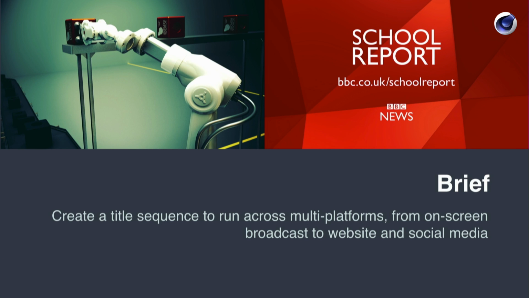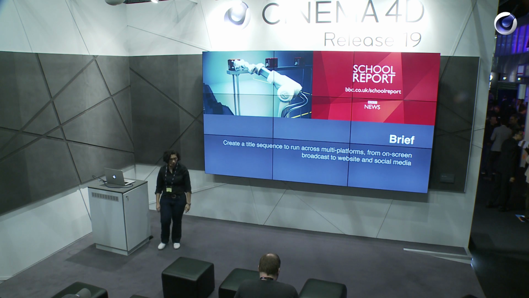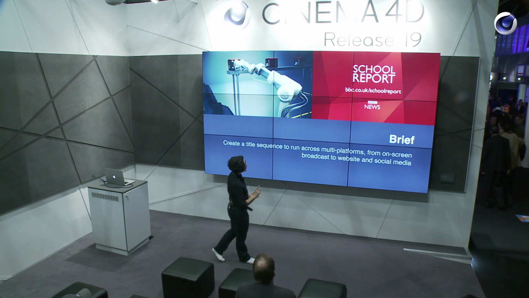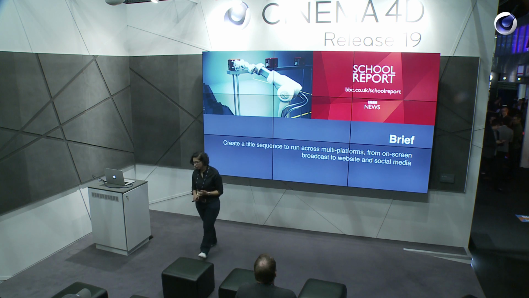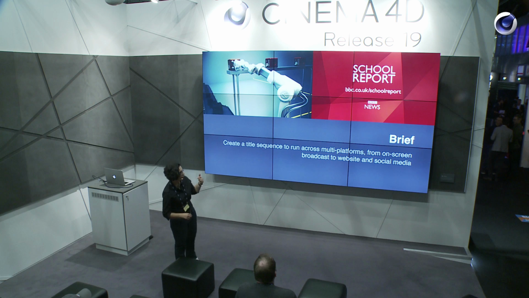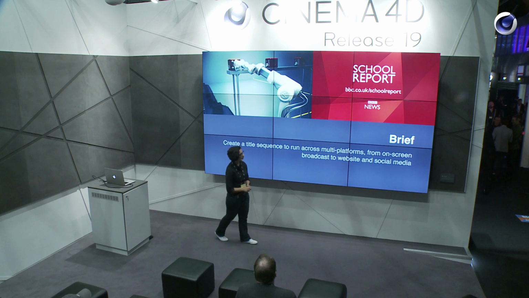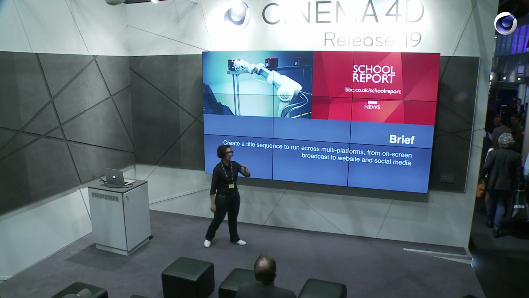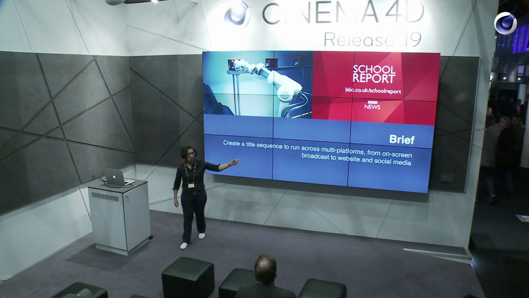So the brief was to design a title sequence to run across multi-platforms from on-screen broadcast, website, and social media. So this sequence went out on the BBC Red Button service. It went out on the BBC News channel in an evening special. It was also available for schools to cut within their packages to top and tail their own sequences. And then I animated some animated GIFs of each particular shot. So they ended up on Twitter, and the end shot is used quite a lot on Twitter.